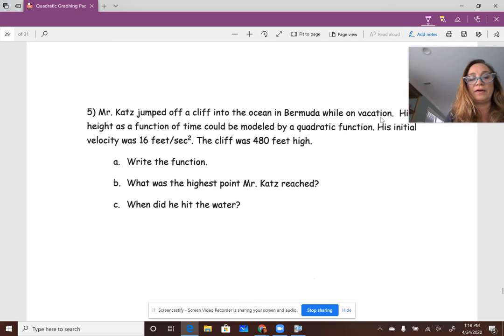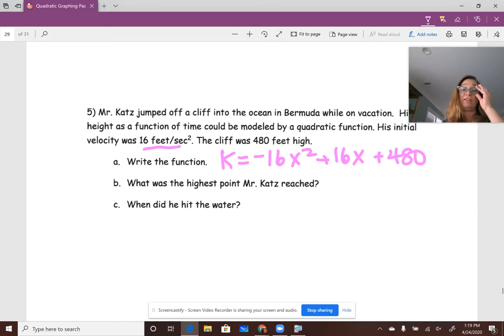All right. Initial velocity. Here's the thing. The initial velocity is always the coefficient of the linear term, and no, you don't have to know that. So when I write my function, I'm just going to use a k. So k equals negative 16, because that's gravitational pull. And then the initial velocity is always the coefficient of the linear term, and the cliff is 480 feet high, so he's at 480 feet. Not a very realistic question, but it was fun to write.